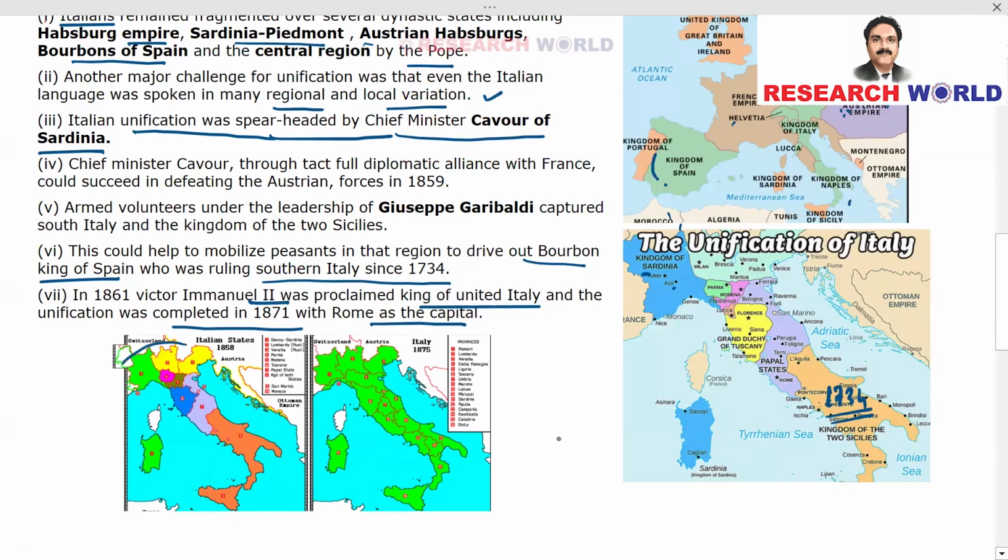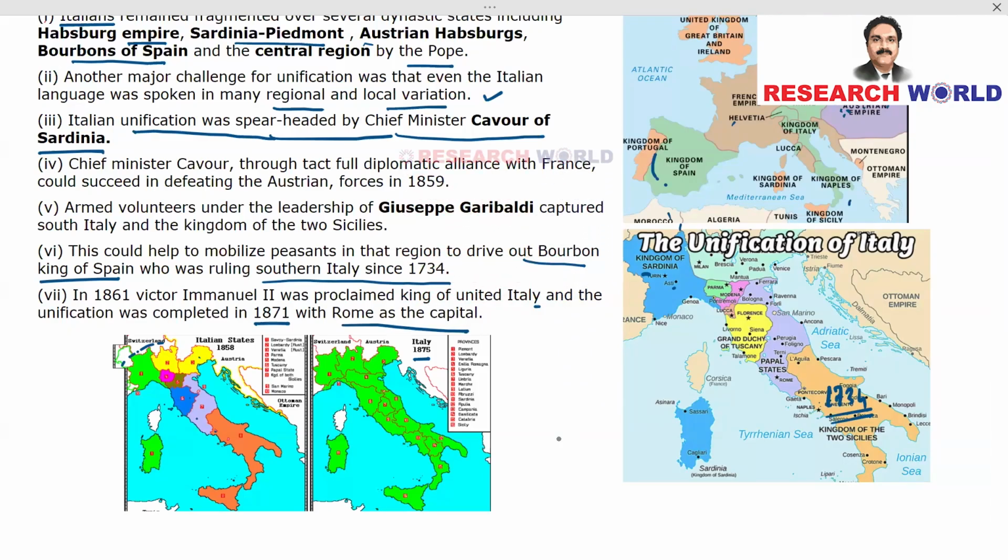So before unification, Italians lived in this kind of fragmented land. The present day Italy was actually under different kingdoms, and it was part of different empires. And now what happened? After 1871, you could see that all of them got unified into United Italy, or the nation state of Italy. In 1861, Victor Emmanuel II was proclaimed King of United Italy, and the unification was finally completed in 1871 with Rome as the capital.